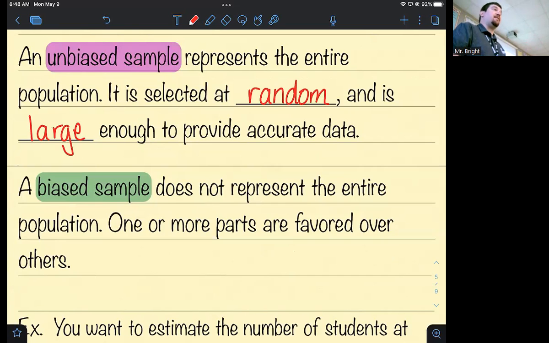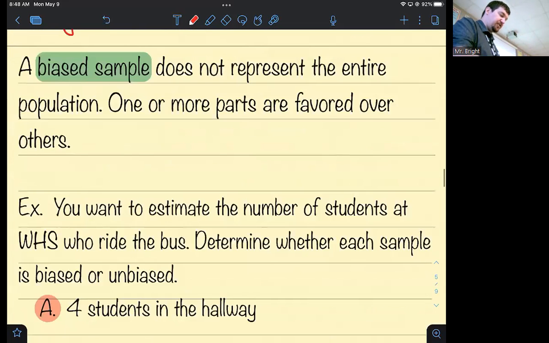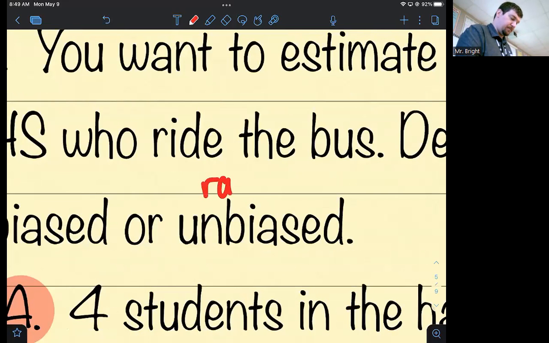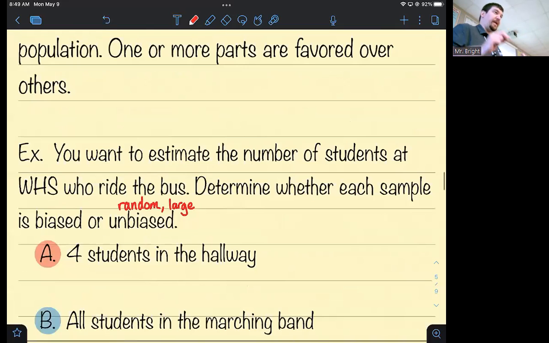Now, if your population is small, like it's Liberty students, you might say, well, I'm not asking any Freedom students. Well, they're not part of our population for a survey project, so I don't have to go outside of the population, but I do have to randomly ask students that are within our population. Okay, so now we're going to determine whether the sample is biased or unbiased. Now, remember, unbiased means random and large enough, not 2 people. We want unbiased surveys.